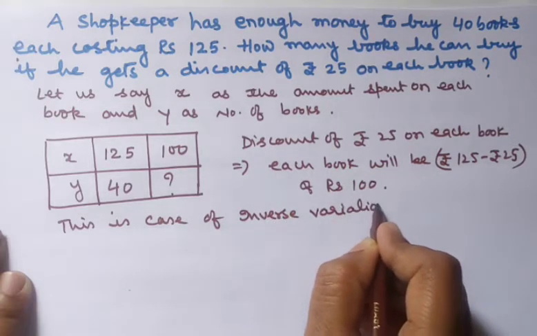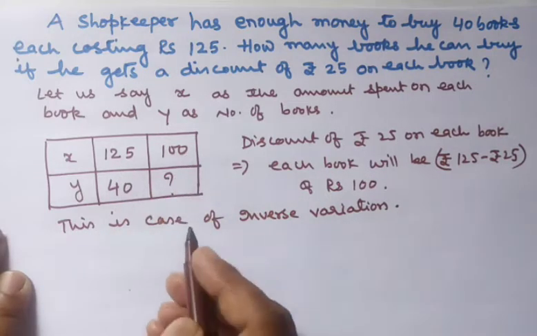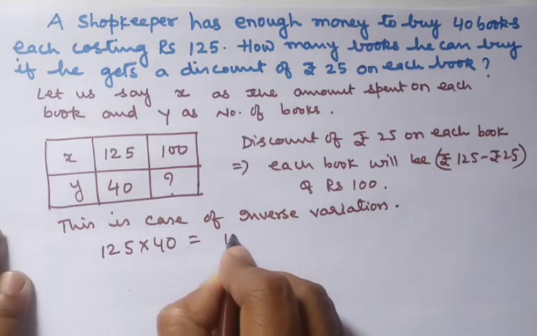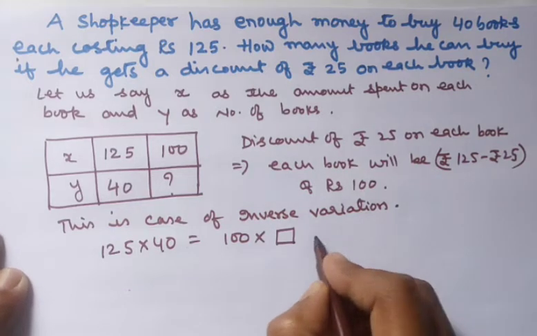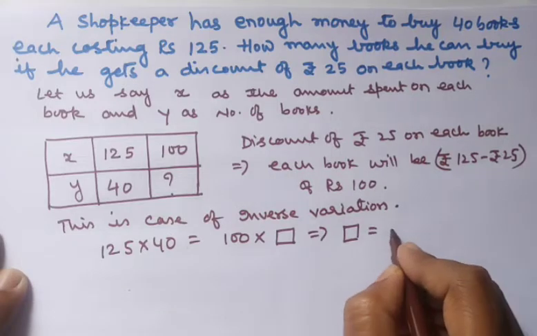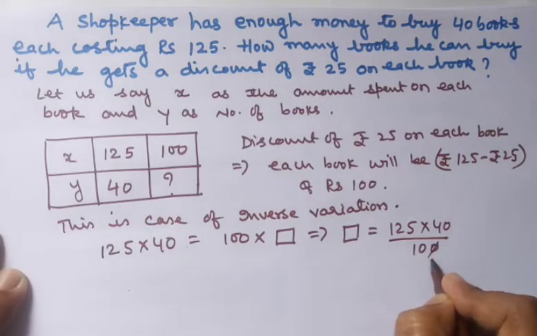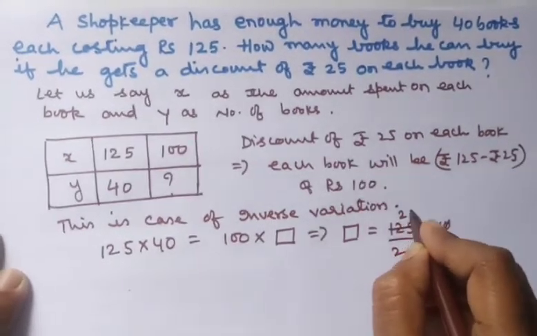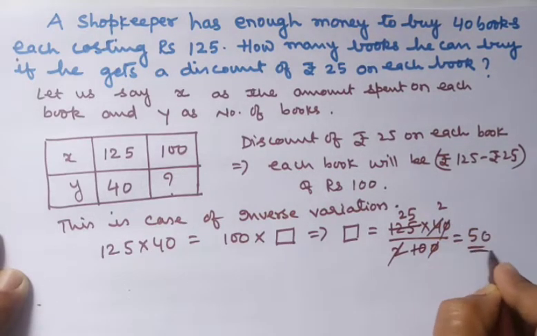So here x into y is constant. That means 125 into 40 will be equal to 100 into the unknown number. This implies your unknown number will be equal to 125 into 40 by 100. Now cancel. 5 twos are 10, 25s are 25, 2 ones are 2, 2 twos are 4. That is equal to 50.